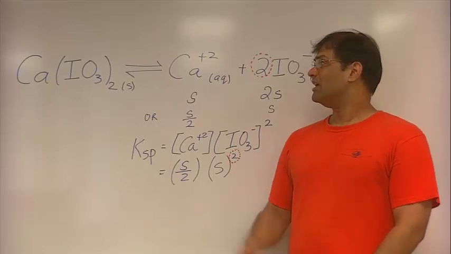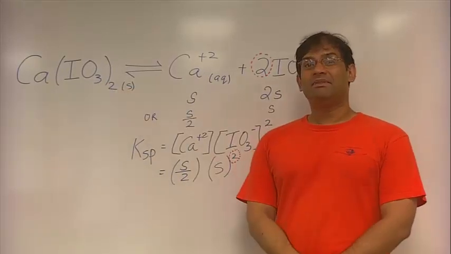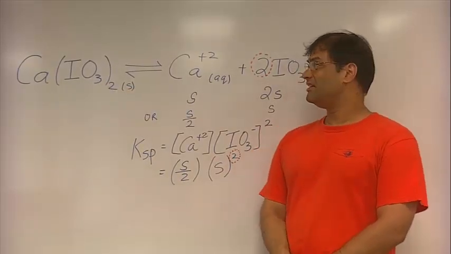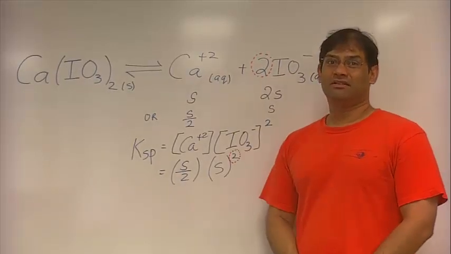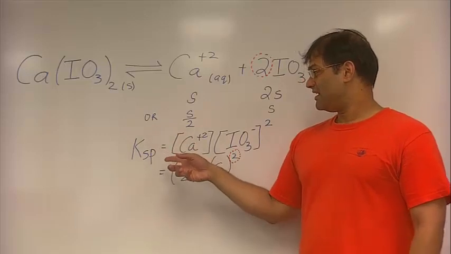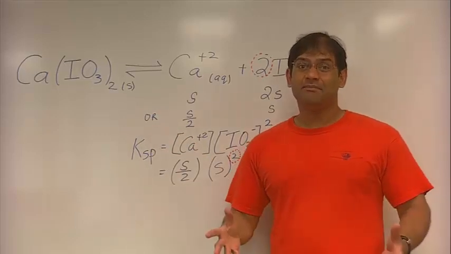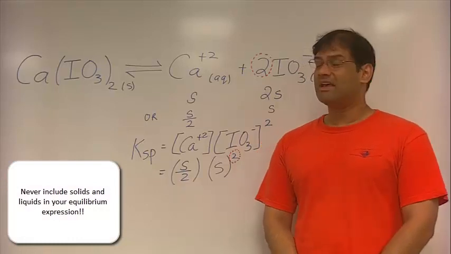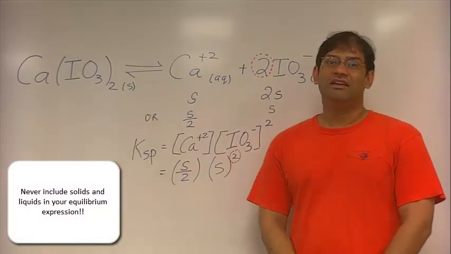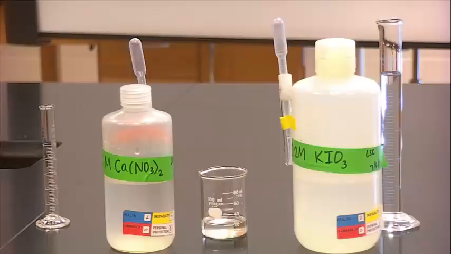Remember, in a Ksp, a sparingly soluble solid is in an equilibrium between the solid and its aqueous components. So the Ksp equation is just like the equilibrium constant that you've performed before, except we do not include solids in our equilibrium expression.